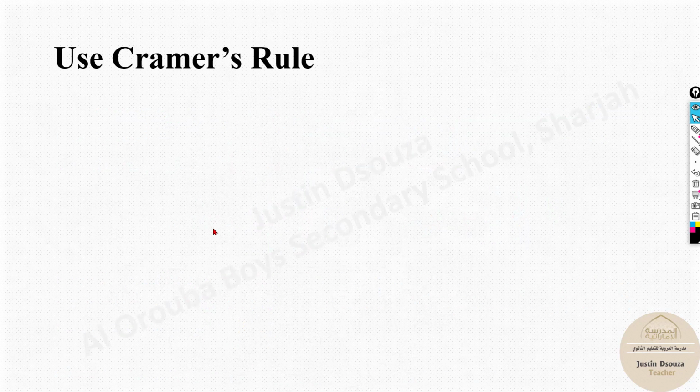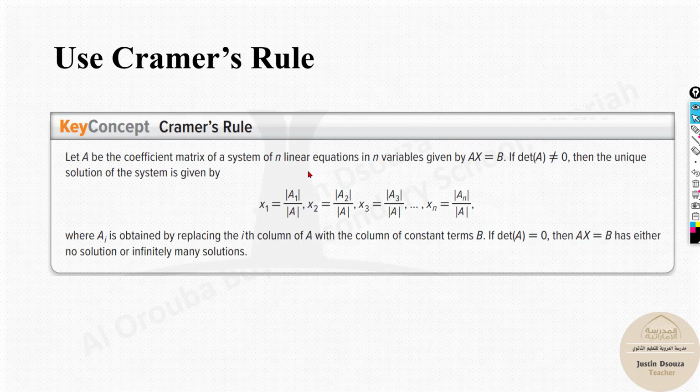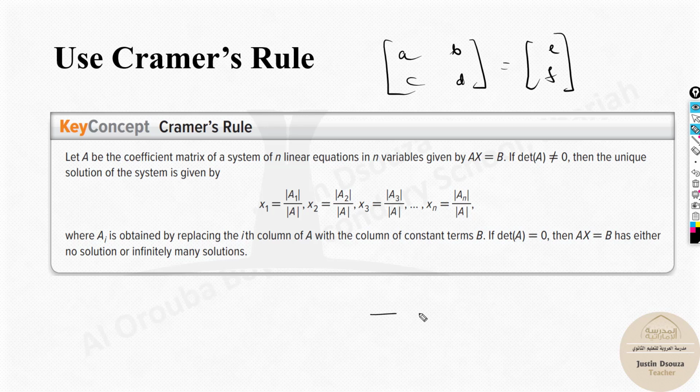Now let me just go to the formula over here. Okay, this is the formula. Let me write it out over here. So imagine you have a, b, c, and d, and that is equal to e and f. Here you need to find the determinant of this matrix, no matter what, that is the determinant of the given matrix, the coefficients. We were doing it, right? Ax equals b. So that's the same thing here. Here the coefficients are A, so find the determinant, write it down.